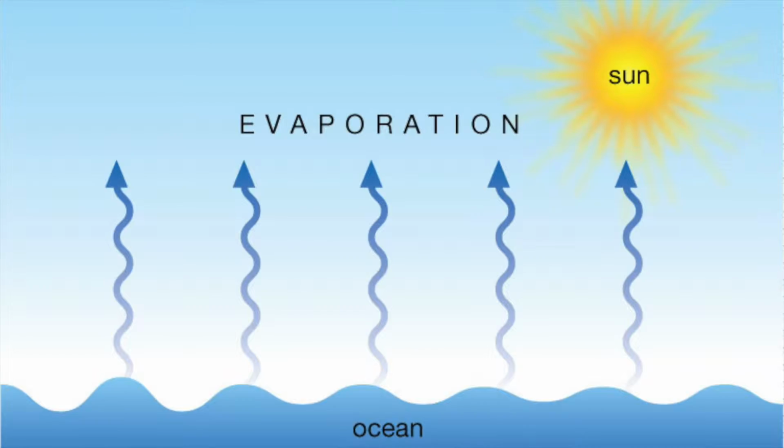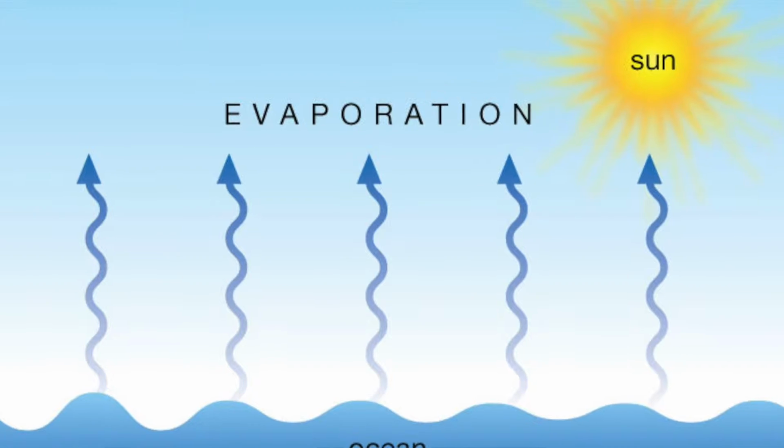So, we're going to start with the very first step, which is evaporation. Now, evaporation is when the sun's energy heats up our oceans, lakes, streams, or any body of water, and water vapor forms in the air and goes into the sky and creates clouds.